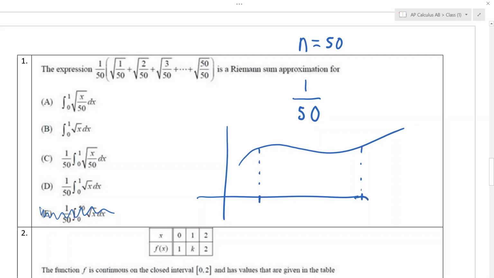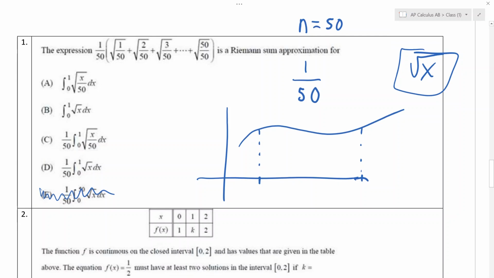And we're plugging into what function? What does it look like we're plugging into? All of our y values are what? They're all inside of a root, right? So it's root x something. It might just be root x. They've got that root x over 50 there to kind of mess with us. But if we were just integrating root x from 0 to 1, yeah?